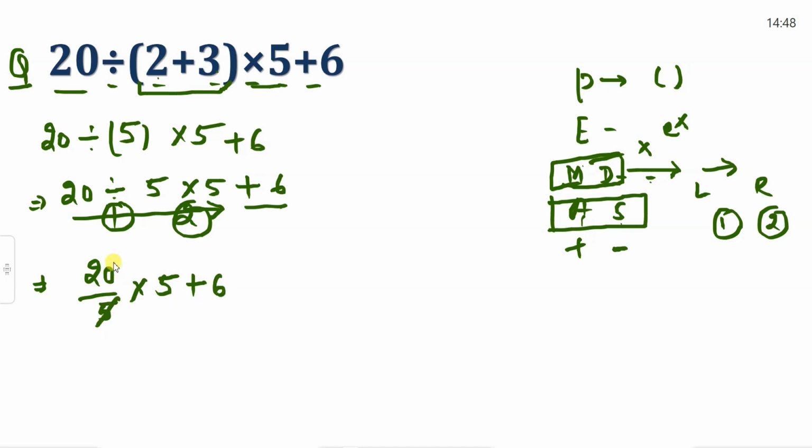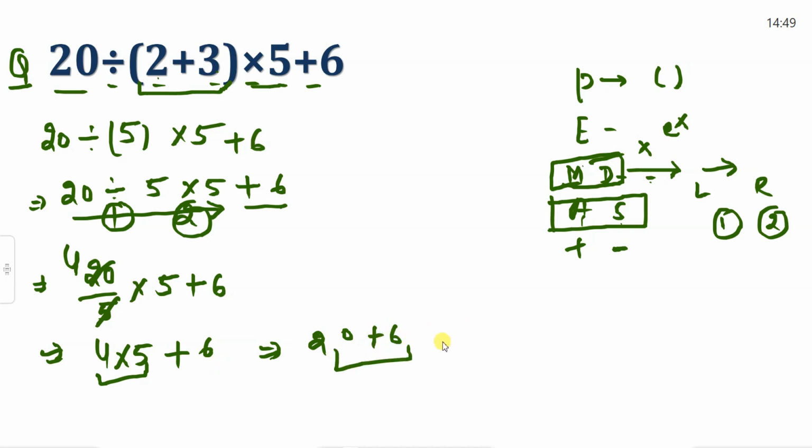Now 20 divided by 5 is 4. Let's solve it further. 4 multiplied by 5 plus 6. Let's solve it further. 4 times 5 becomes 20, and plus 6. 20 plus 6 becomes 26. This is the right answer.